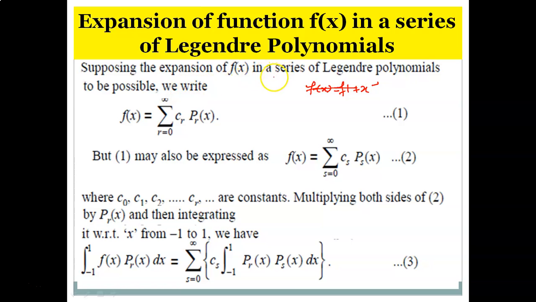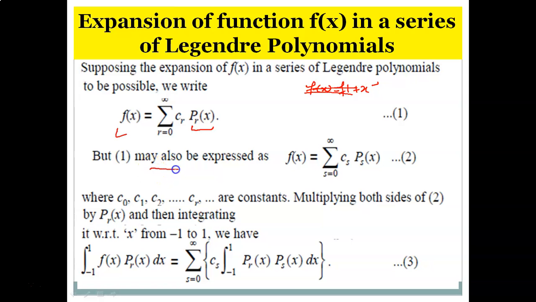Okay, so in fact here we can find the expansion of any function f(x) in terms of the Legendre polynomials. Suppose we assume that the expansion is summation r going from 0 to infinity c_r P_r(x), where P_r(x) is the Legendre polynomial of degree r and c_r is some coefficient. So we want to find this coefficient.